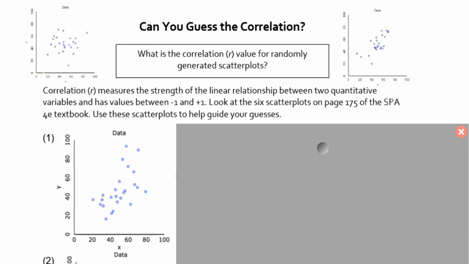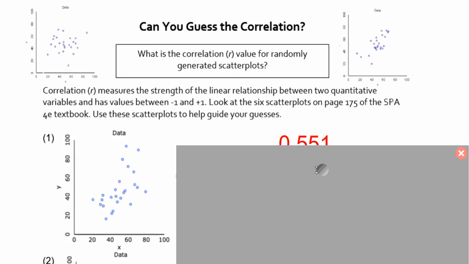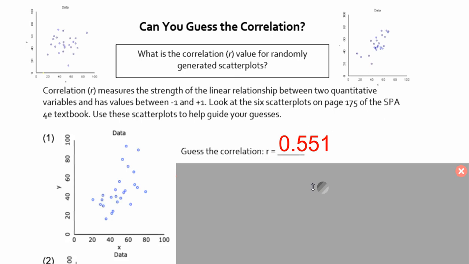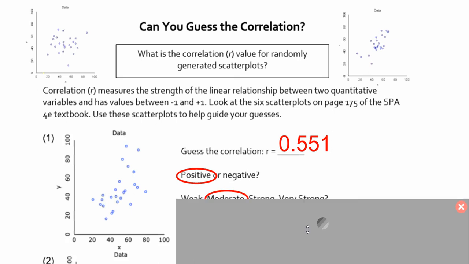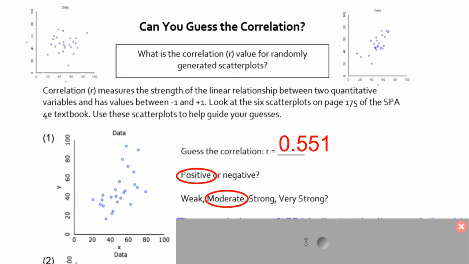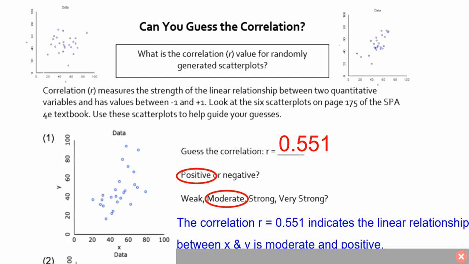All right, so for our data set in number 1, the good guess for the R value would be 0.551. That's its exact R value. We can say that it is positive and that it is moderately strong because it's in between our value of 0 and 1. So we got a moderate and positive relationship.